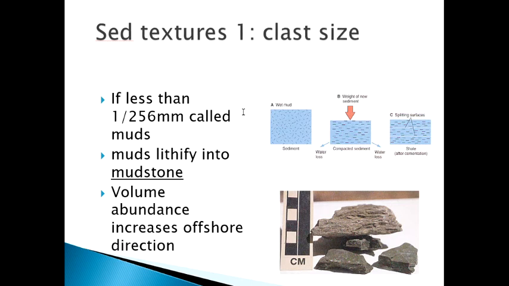And then if you've got things less than 1/16 of a millimeter, very, very small. We have several different categories here, but let's just say smaller than sand, mudstone. And the volume abundance of muds increases offshore. So you have sands in the beachy areas near shore, and the farther out you go, the more muds you get.